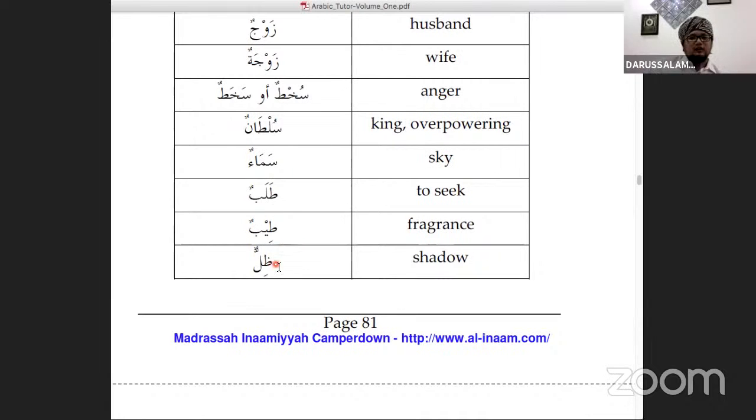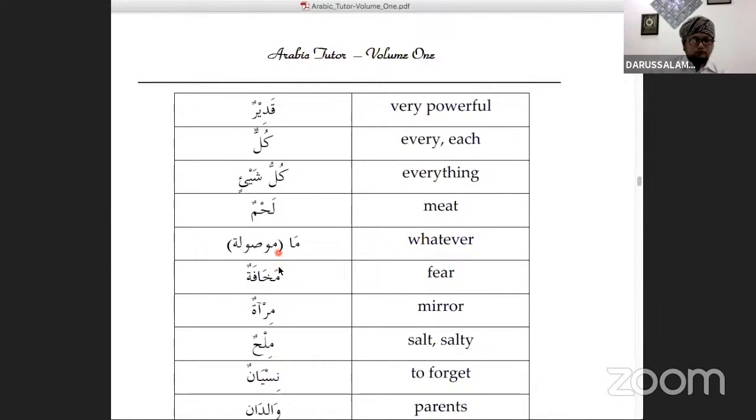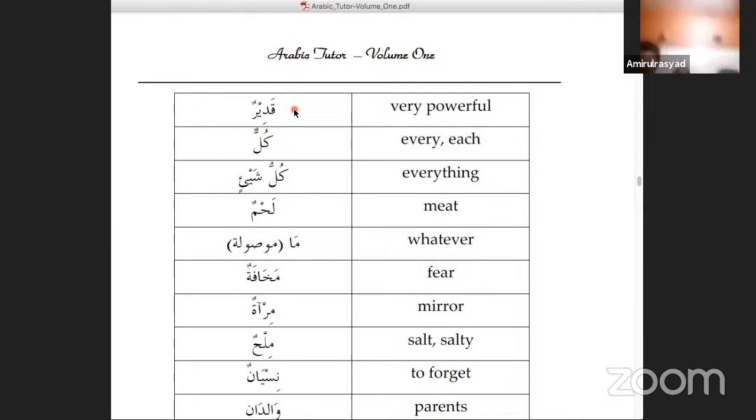Okay, next. Zillu. Zil. What's the meaning of zil? Shadow. Okay, next. Okay, what's next? Go on. Continue. Qadir. Read. Very powerful.